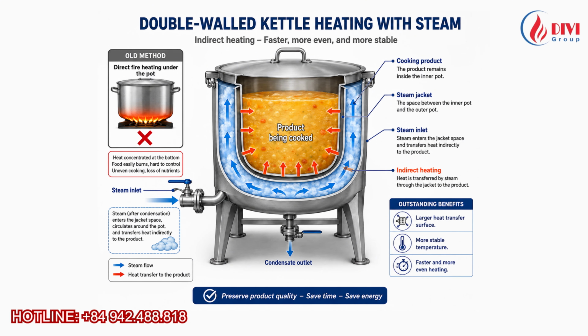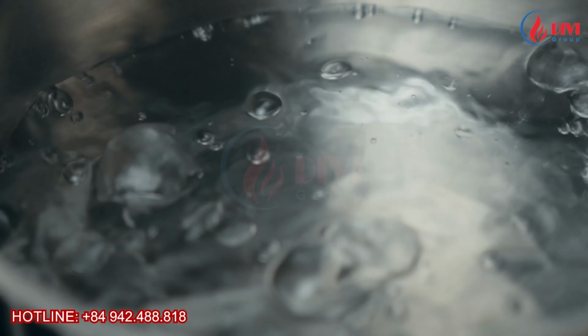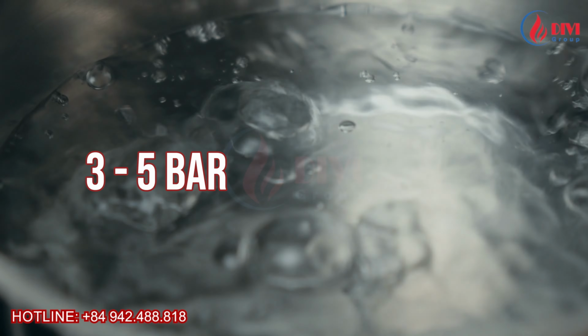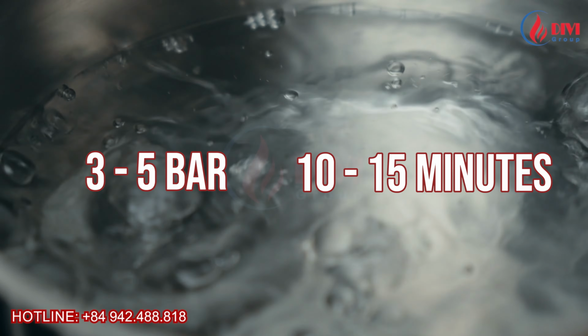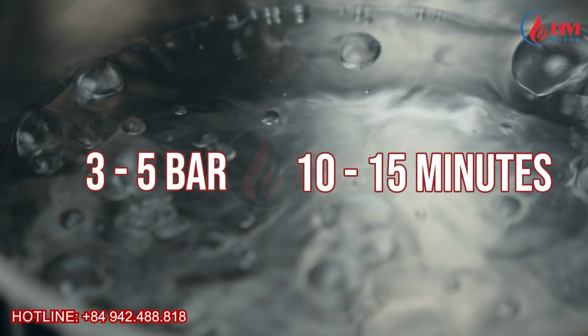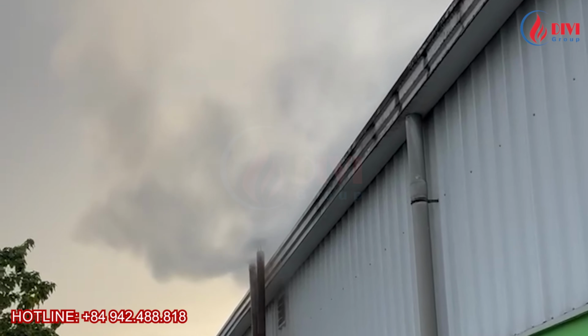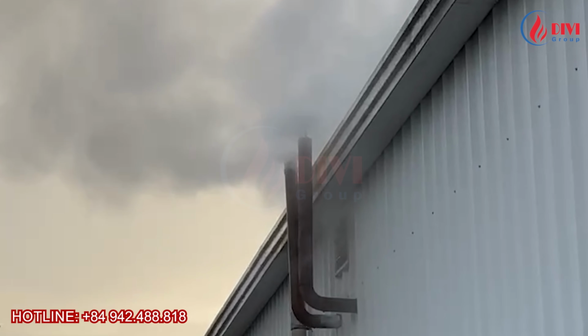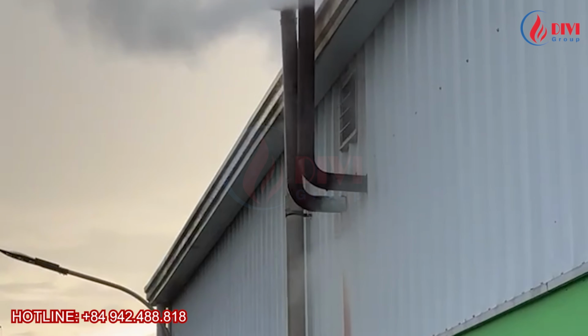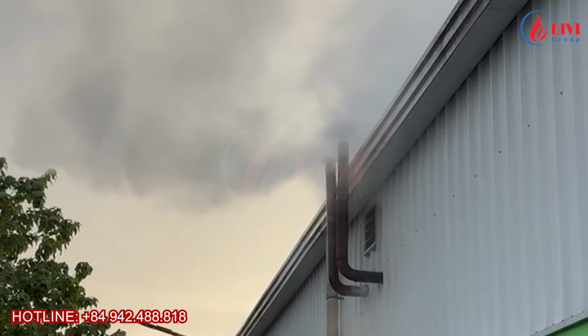To bring a 200, 300, or 500-liter vessel to a boil, steam at 3 to 5 bar can reduce the heating time to just a few minutes, or around 10 to 15 minutes, depending on the system design. Besides saving time, steam heating provides stable temperature control, prevents scorching, improves product quality, and shortens the overall production cycle.